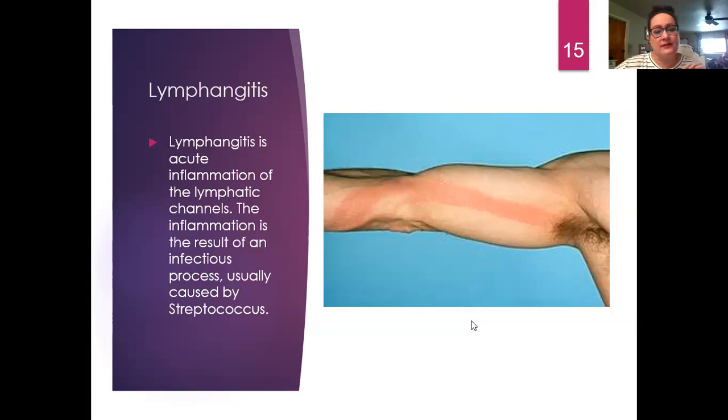Inflammation is the result of an infectious process, usually caused by Streptococcus. So here's a perfect picture. You can see along his arm that channel becomes inflamed where the lymph fluid goes. So there's an infection going on. So we watch the red line follow the track of infection. Okay, those are kind of scary when you see those.